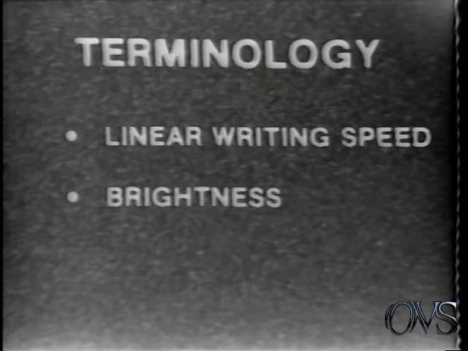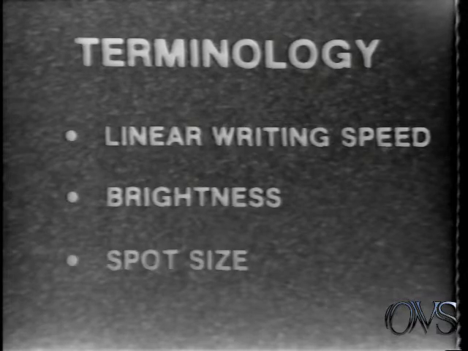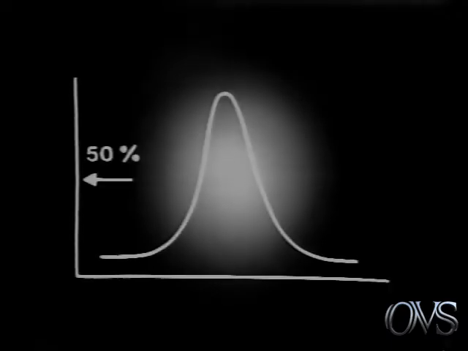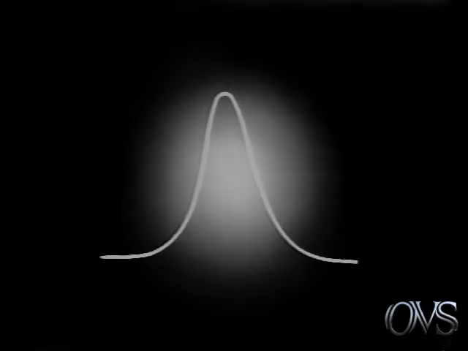The next term we will discuss is spot size. Spot size determines the resolution of a display. The smaller the spot size, the higher the resolution. Spot size is defined as the width between the 50% intensity points of a well-focused spot or line having a specified brightness level. When a photometer scans the spot or line, the resulting intensity graph looks like this. Spot width is then measured from here to here.